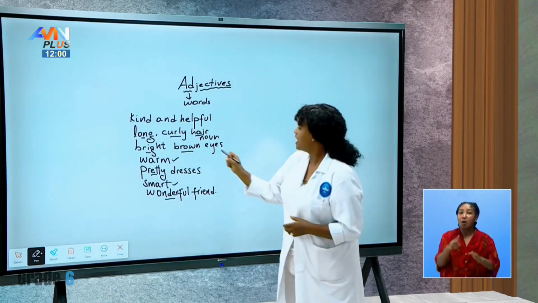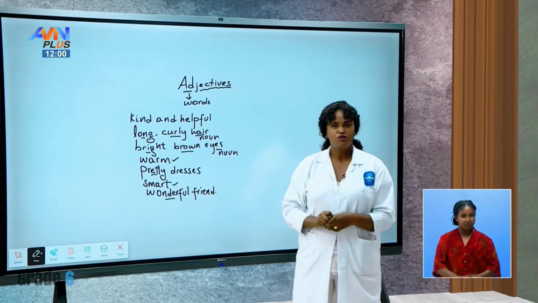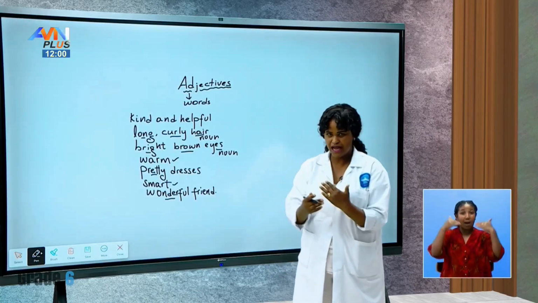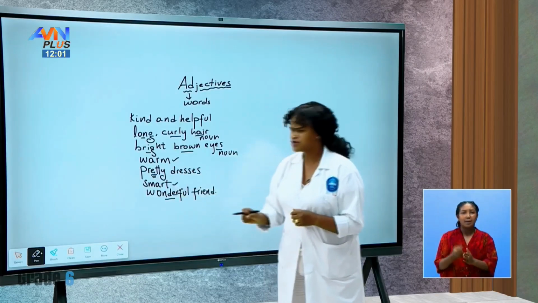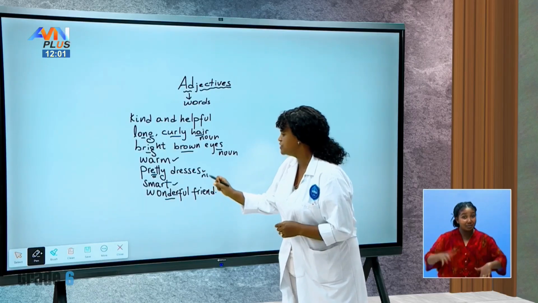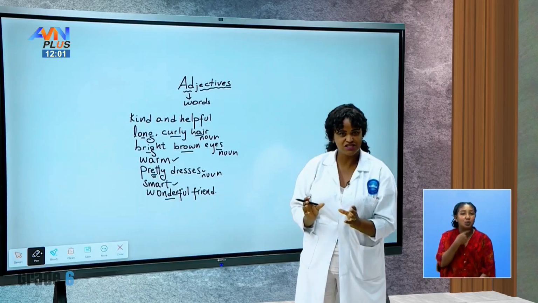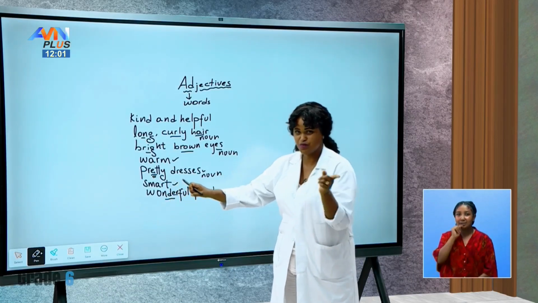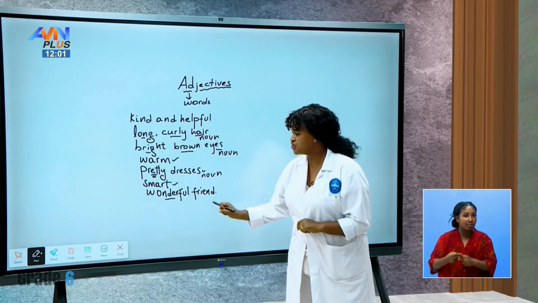Which part of her body is bright and brown? Her eyes. Eyes. Noun. Wow. Okay. What do we say is warm? Her smile. Yes? Smile. Noun. Let's go. What does this pretty explain about? Her dresses. Dresses. Noun. Okay. And she. Who is she? Tigist. She is what? Smart. Tigist. Noun. Smart. Okay. Friend. Common noun. What kind of friend is she?